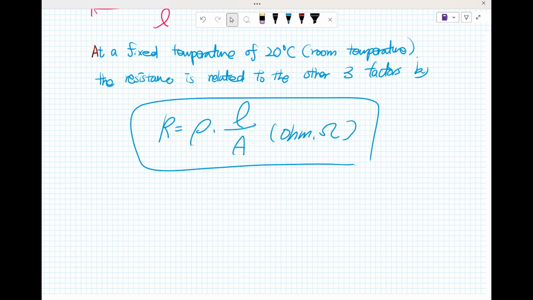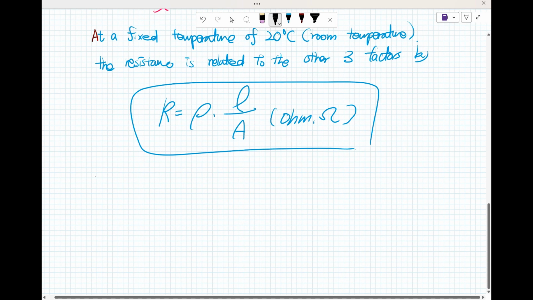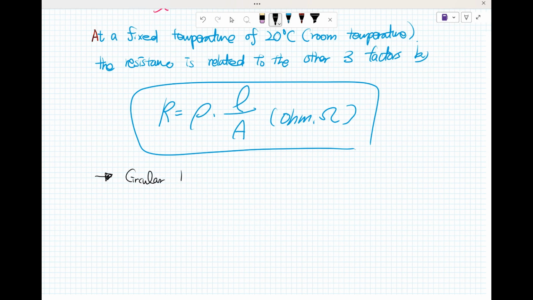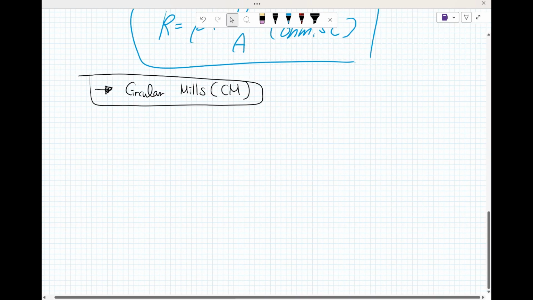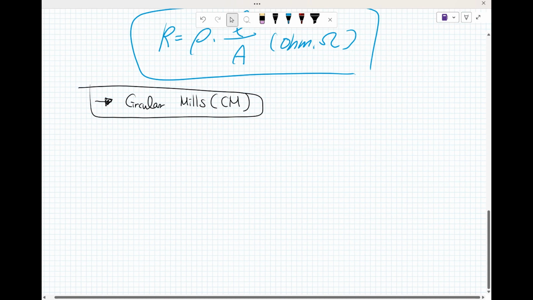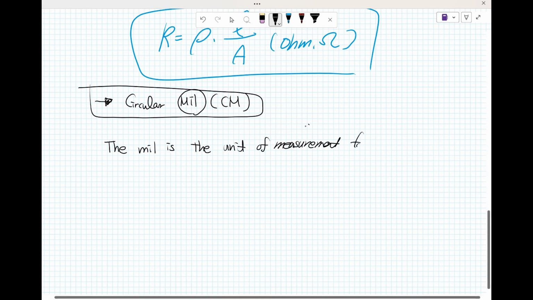Now we're going to learn about circular mils, CM. Circular mils. The mil is the unit of measurement for length and is related to the inch.